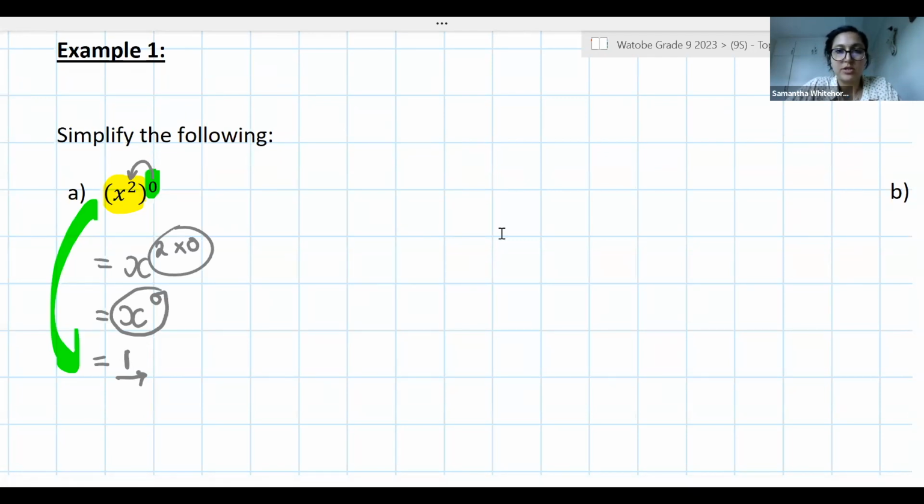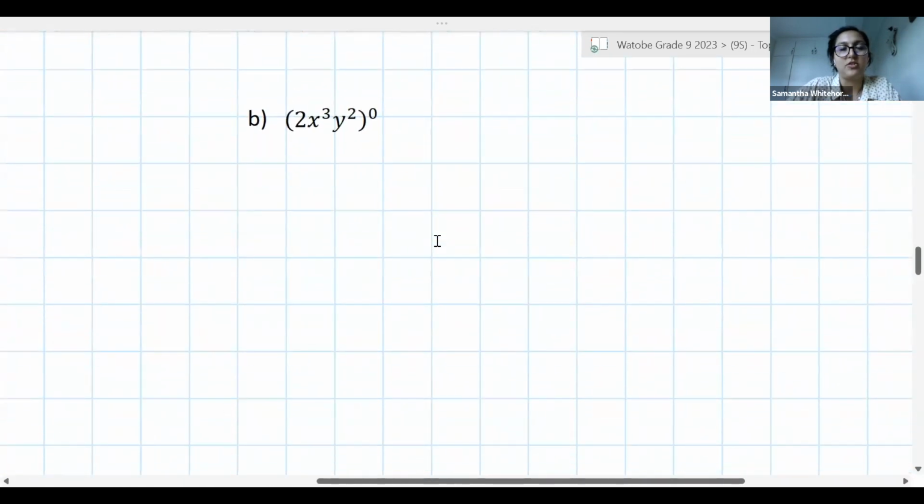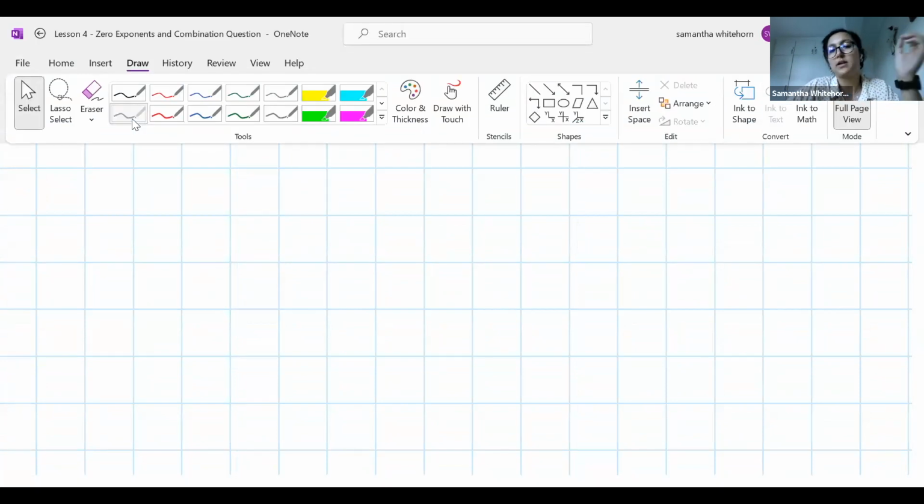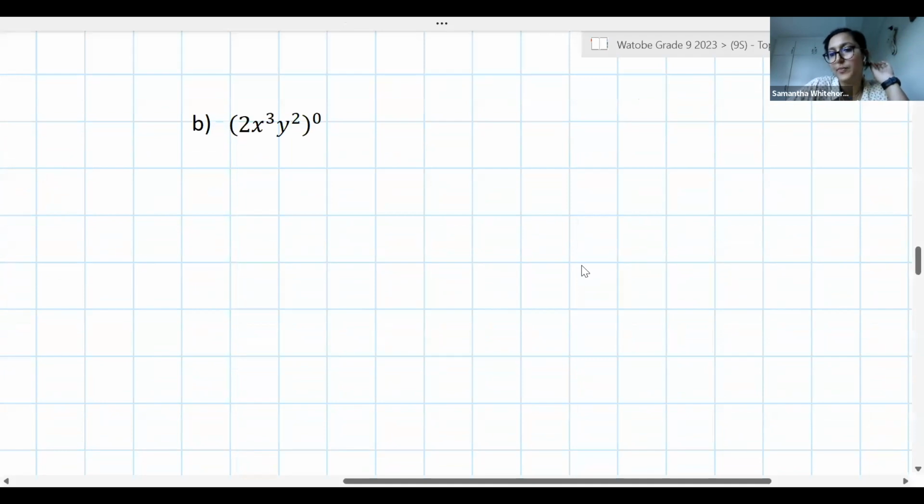And then we're going to have a look at question B that you want to try by yourself. Let's just see what it is first. Yes, you're going to try this by yourself. Give it a go. We've got open bracket 2x cubed y squared, close bracket to the power of 0. Think carefully. Remember, if you need to distribute, distribute. You're welcome to put answers on the chat. We like to see the answers that you're getting as you go along.